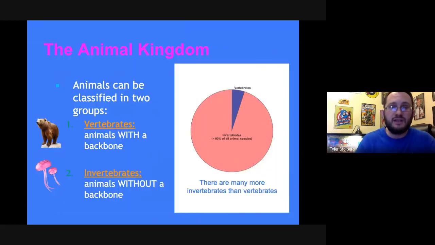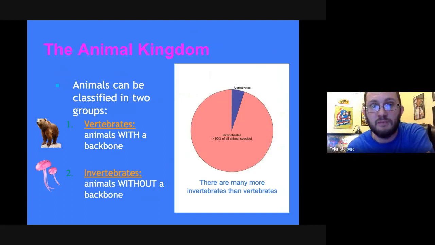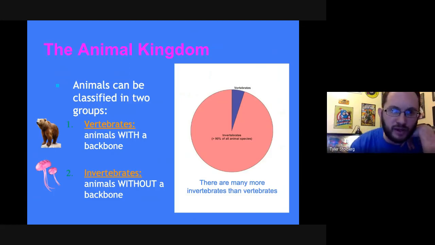All right, so let's talk about the animal kingdom more specifically. This is the one we're going to spend most of our time on when we're talking about living organisms. When we get to food chains and that stuff later, we're definitely going to be mostly talking about plants and animals, maybe some decomposers in there as well. So animals can be classified into two groups. There's two kinds of animals if you break them down really simple. There are vertebrates. Those are animals with a backbone.